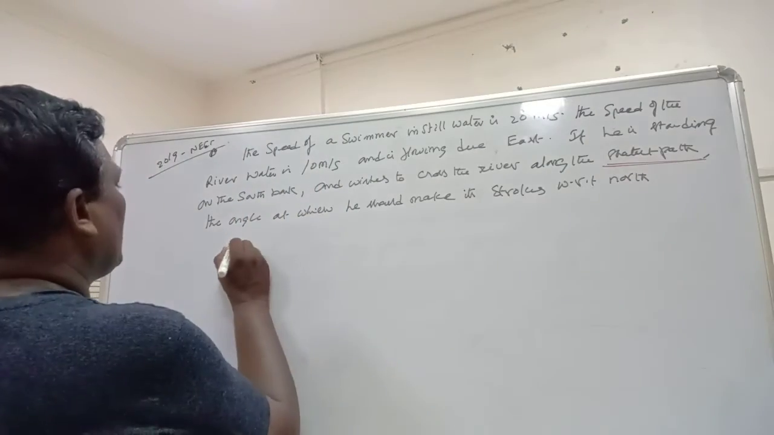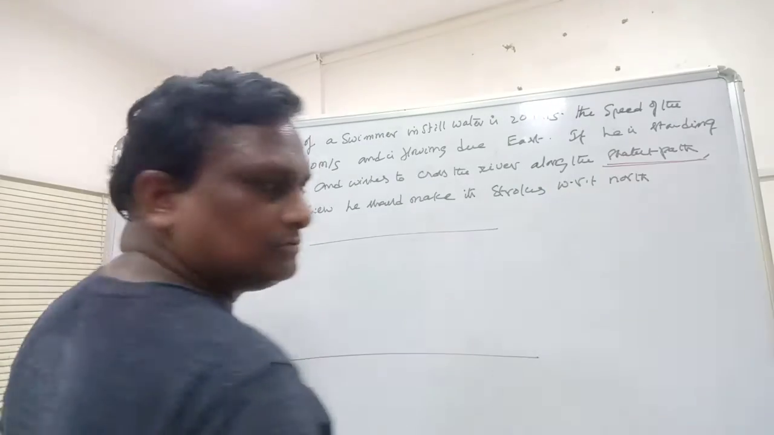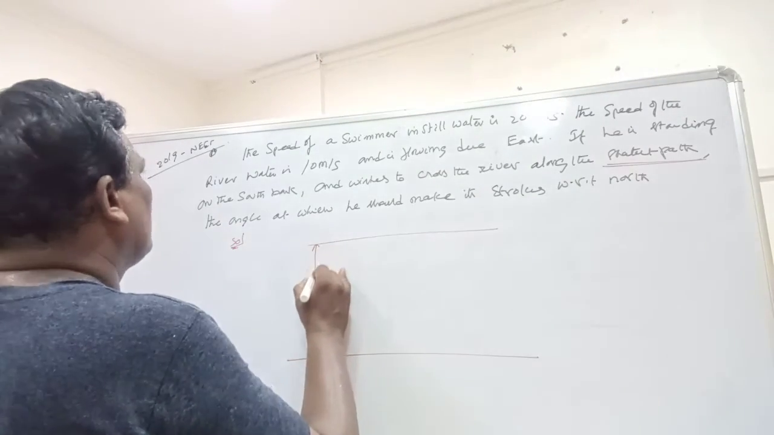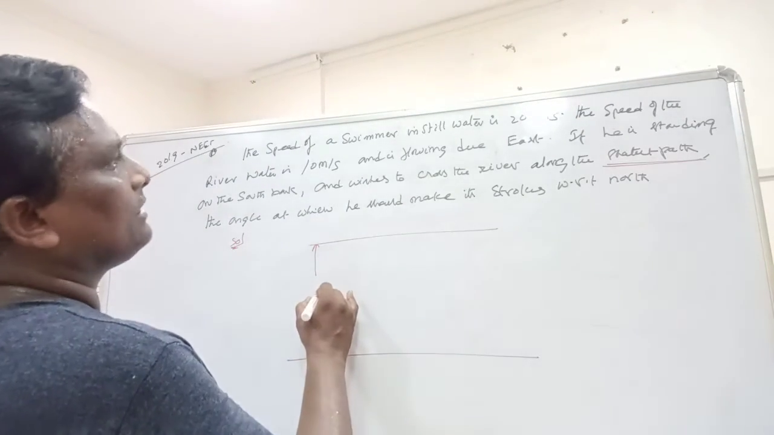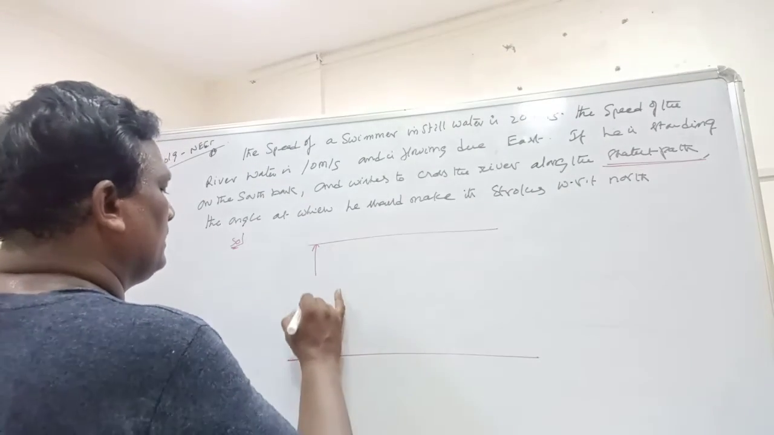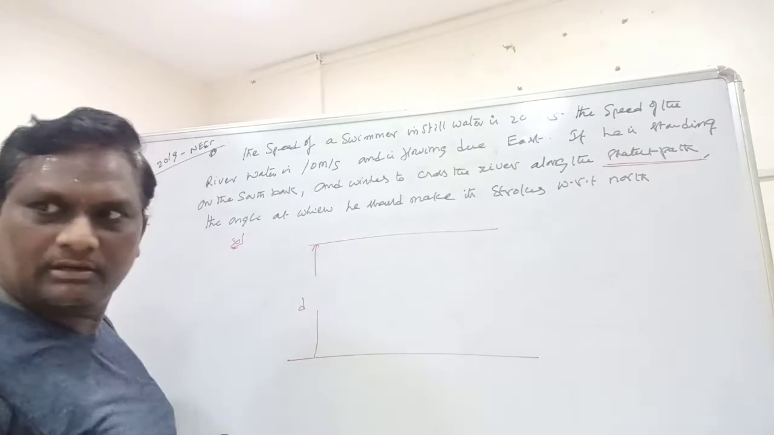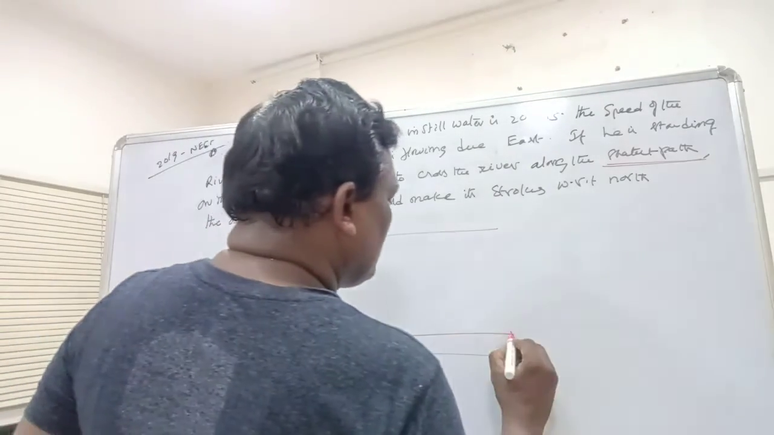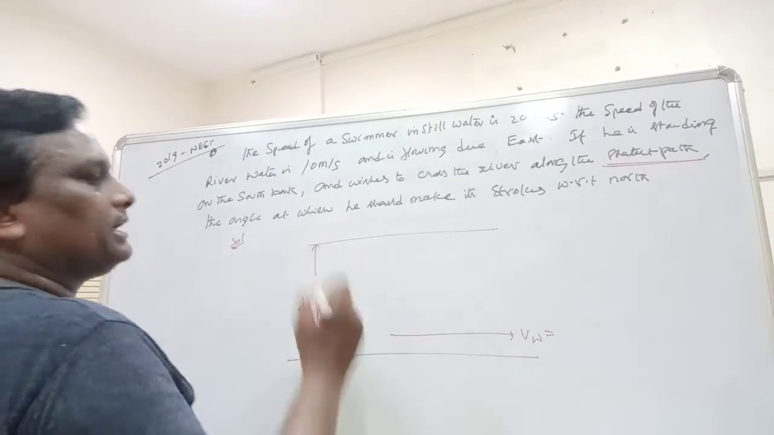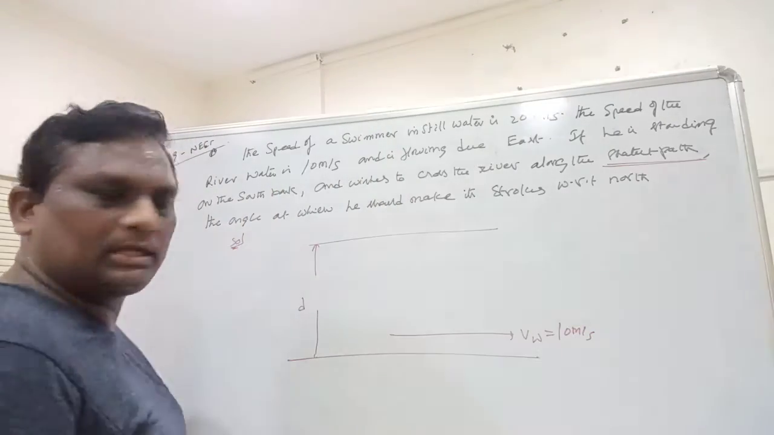Now I am doing the solution. So this is the river. The width of the river they didn't give. Water velocity they have given. What is the water velocity? River velocity is 10 meter per second. Very good.